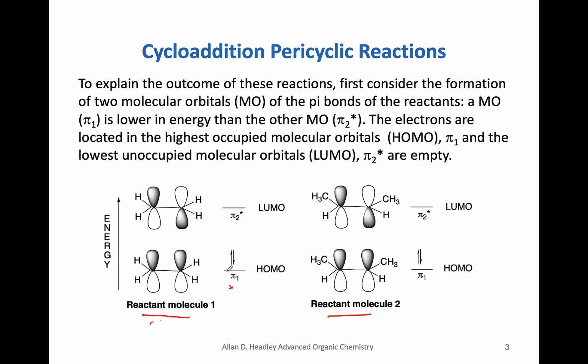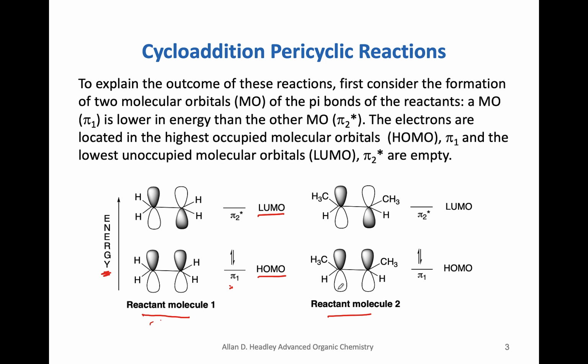We have 2 electrons, and as you know, the electrons occupy the lowest energy orbital first. Energy is increasing in this direction as shown here. So these two electrons for the pi bond go into the lowest orbital here, pi 1, and that's described as the HOMO, as we've seen before, the highest occupied molecular orbital. This is now the LUMO, or the lowest unoccupied molecular orbital. Since there are two reactants, we have two that are similar here.